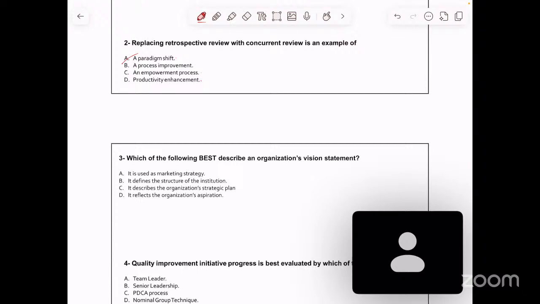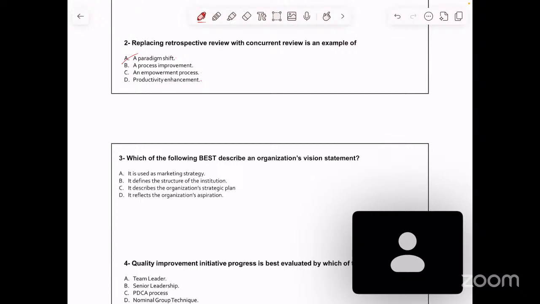Number 3, which of the following best describes an organization's vision statement? A, it is used as marketing strategy. B, defines the structure of the institutions. C, it describes the organization's strategic plan. D, it reflects the organization's aspiration.